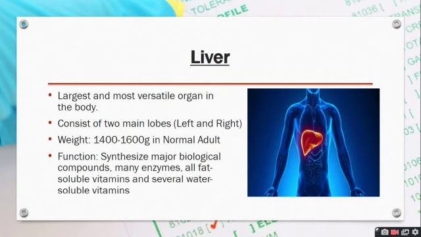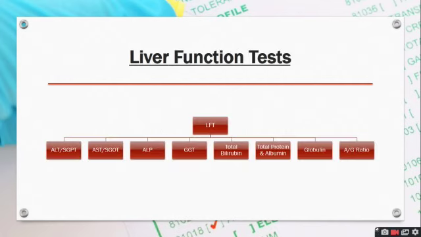The function that the liver performs is to synthesize major biological compounds that include protein, carbohydrates and lipids. It can also produce many enzymes, all fat-soluble vitamins and several water-soluble vitamins too.